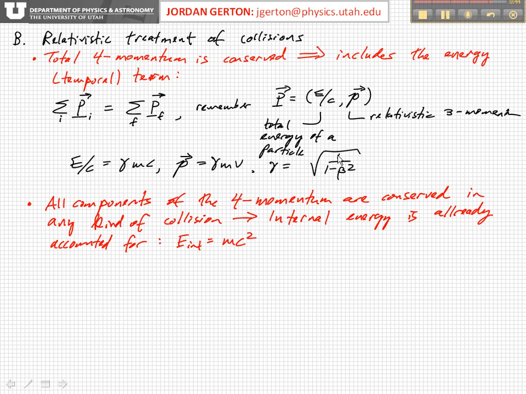Okay, now the critical thing to realize is that all 4 components of the form momentum are conserved in a collision, in any kind of collision, no matter whether it's elastic or inelastic, including the energy component. And this is because the energy component is conserved because the internal energy is already accounted for via the mass. So the internal energy, basically, in the form momentum of a particle is just its mass times c squared.